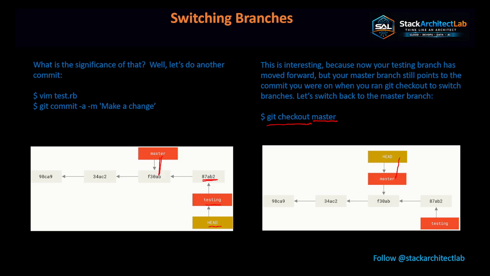Okay, so this command actually did two things here. When I say two things, what it does is it moved the head pointer back to point to the master branch, and then it reverted the files in your working directory back to the snapshot that master points to. Correct.